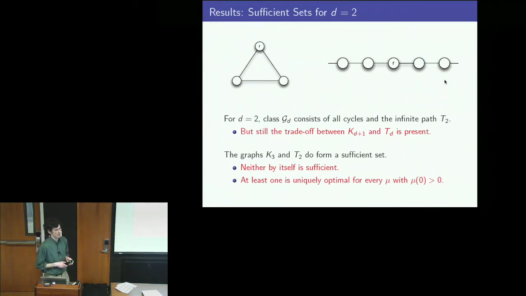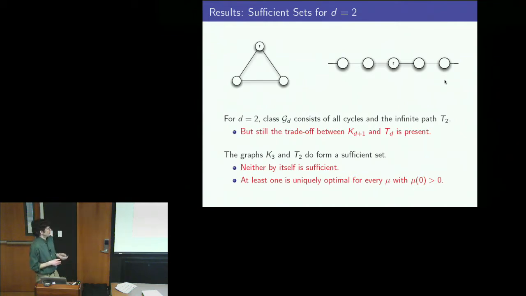So for d equals 2, and the funny thing is d equals 2, we're talking about a very, very simple family of graphs. So what is a two-regular graph? It's either a finite cycle or it's the infinite path. And that's all the graphs there are that are two-regular. But even here, the subtlety I showed you before still happens. Sometimes the triangle is better, sometimes the infinite path is better. And indeed, when d equals 2, that's it. We can actually prove that they are a two-element sufficient set, and that's necessary, because neither is sufficient on its own, but together, one of them is optimal. And in fact, uniquely optimal as long as you hand out zeros somewhere in the graph.